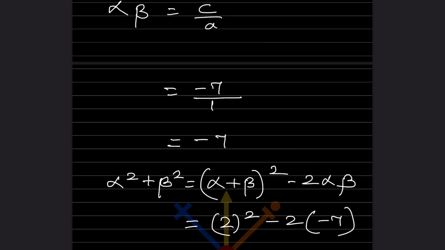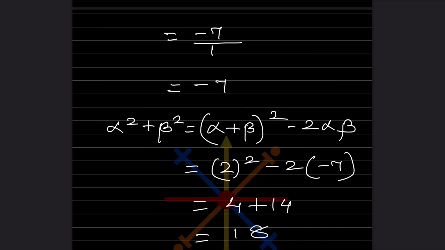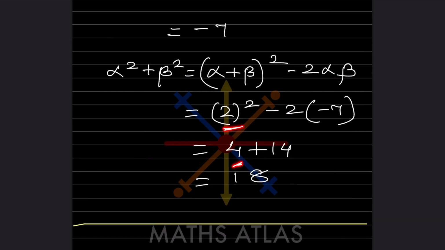So now here you got alpha plus beta, which is what? 2. So you would write here 2 square minus 2 into alpha beta, that is minus 7. So this is going to be 4, minus minus becomes plus, and this is 14. So this whole part is going to be 18.